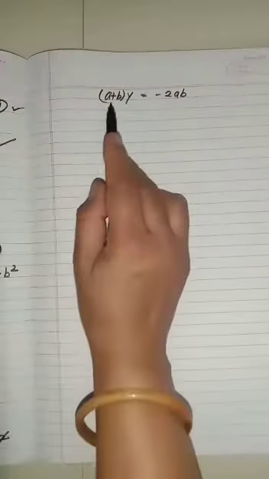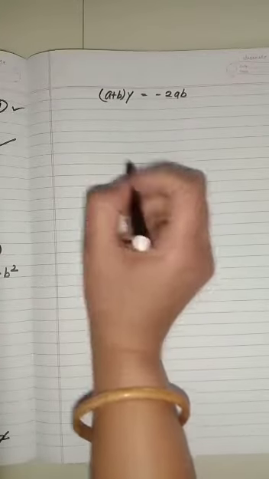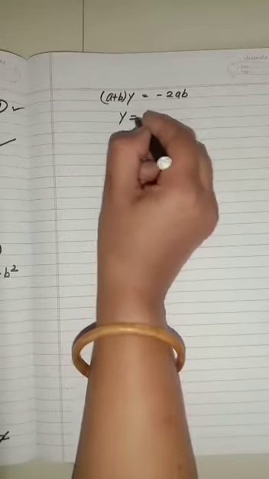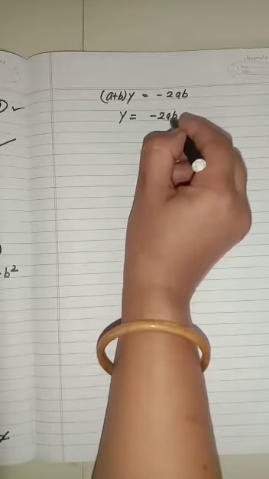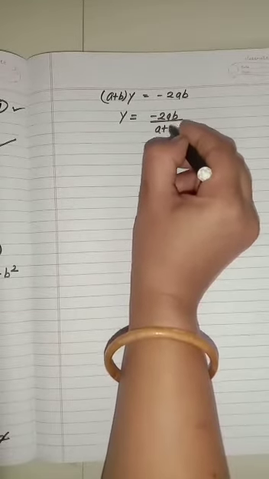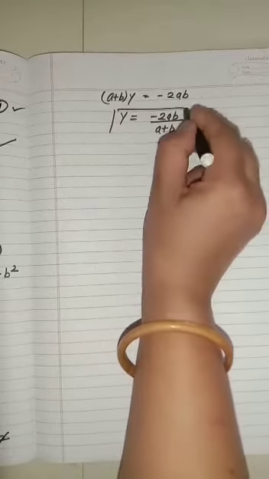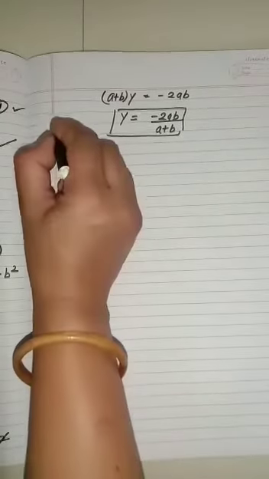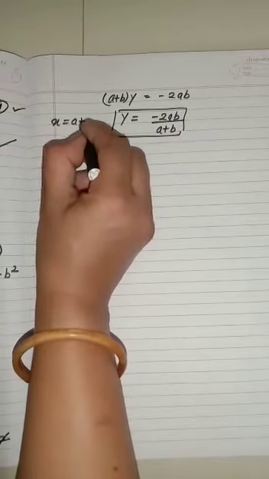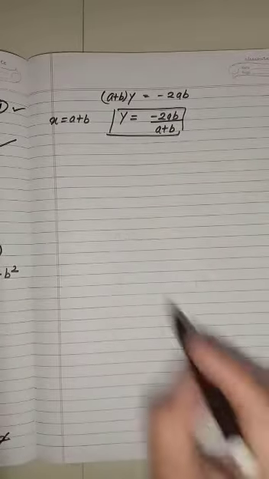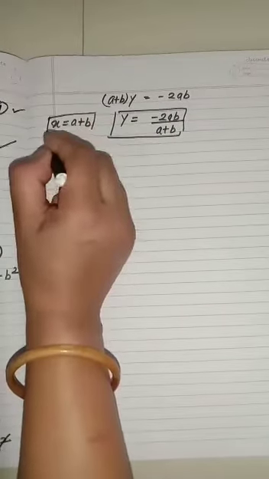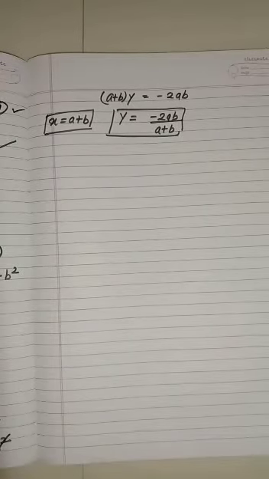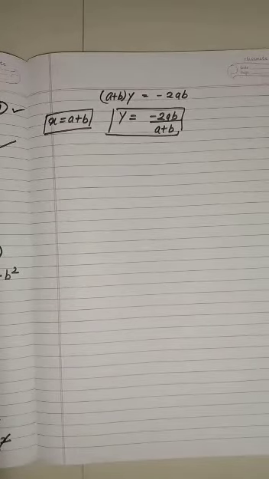So we will get (a plus b) into y equal minus 2ab. So the value of y will be minus 2ab upon a plus b. This is the value of y, and what we earlier found, the value of x is a plus b. These are the values of x and y.